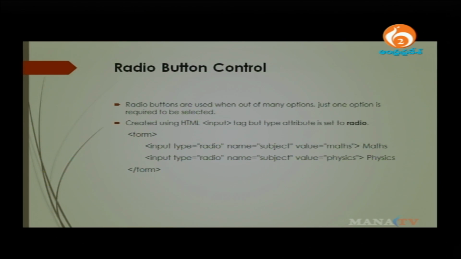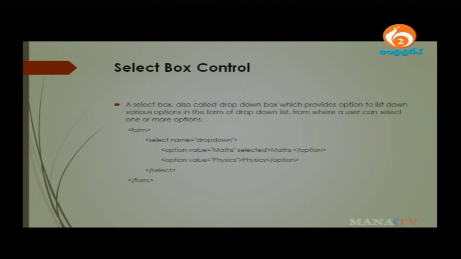So, the next thing that we are going to see is about the select box. Select box is also called drop down box, which provides an option to list down various options in the form of a drop down list, from where the user can select one or more options. So, select options are like drop down boxes. We can select one thing from the drop down box.